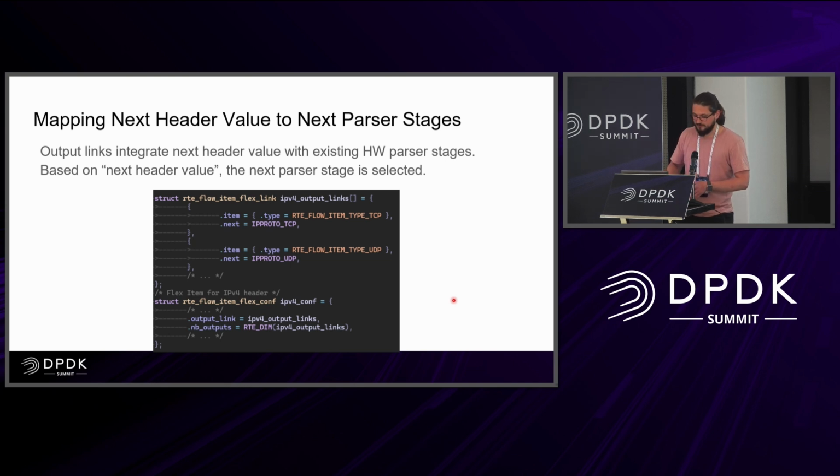Now we need to connect them to the existing parser stages in the hardware. This is achieved by configuring output links in the Flex Item API. In this case, for example, it uses standard RTE flow item types to define what protocols will follow our custom header. In this example, we specify that if we define an IPv4 header, it can be either TCP if our next header value is IP proto TCP, or UDP if the value is IP proto UDP.